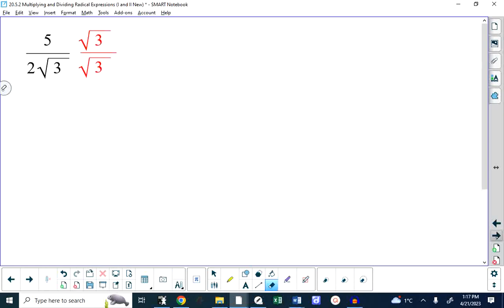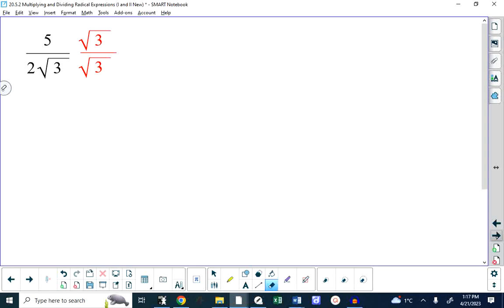Who can tell me why I'm not changing the value of this expression at this point in time? Why am I allowed to just multiply something like that? Go ahead. Okay, I'm doing the same thing to the top as I am to the bottom, and that, in fact, is a rule we've learned. You can do that. But why? Why does it work? Jay? That's not the real reason. I know what you're thinking, but I'm looking for something that's even more to the point, I guess.